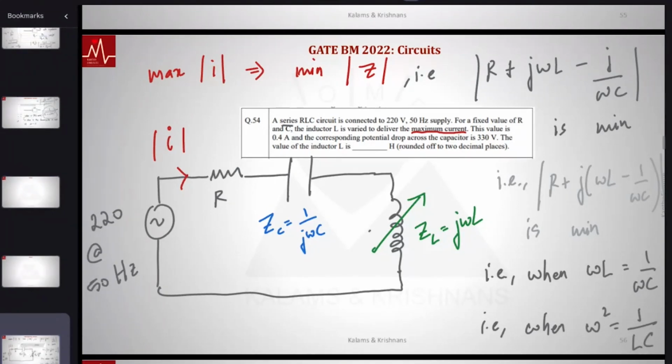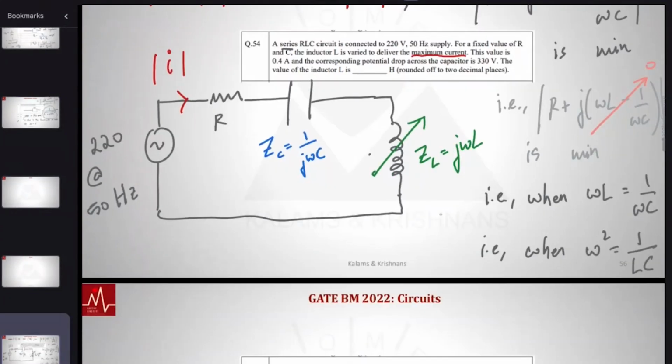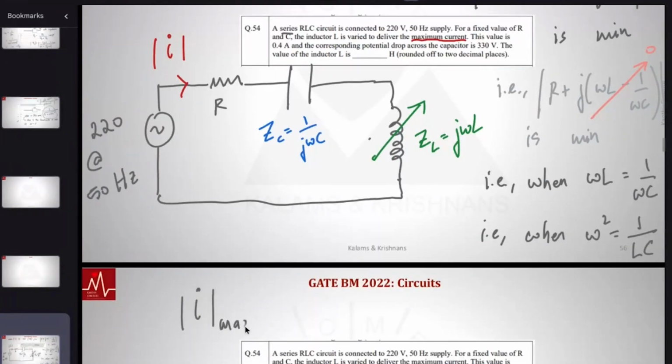Okay? So essentially these two are cancelling, right? That tells us the max current I max happens to be input V divided by Z min. Z minimum is just R when these two cancel each other. Okay, this is Z min. I'm going to write that as Z min. And Z min, notice, if that cancels, is just R.